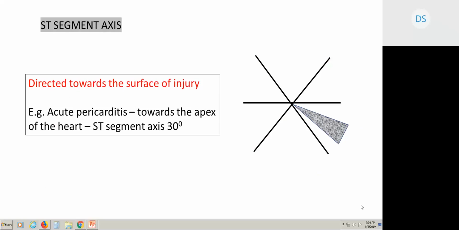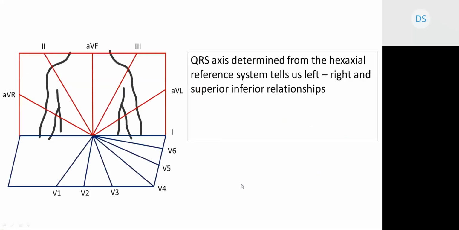I hope so far whatever we have discussed is clear. And now we are going to see another aspect of axis determination. So far what we were talking was in the frontal plane. The determination was happening in the hexaxial system. Now what about the horizontal system? Because this does not give us an understanding. The frontal plane does not give us an understanding about the anterior-posterior relationships. It just gives us an understanding about superior, inferior, right and left.